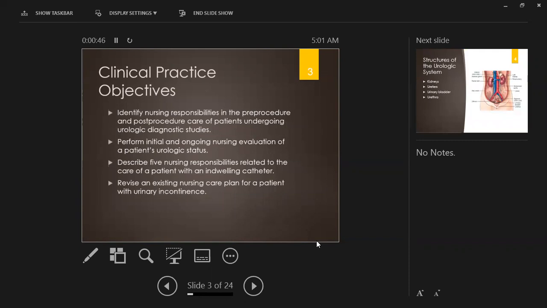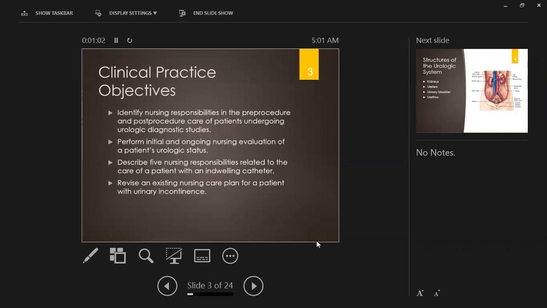Clinical practice objectives. Identify nursing responsibilities in the pre procedure and post procedure care of patients undergoing urologic diagnostic studies. Perform initial and ongoing nursing evaluation of a patient's urologic status.